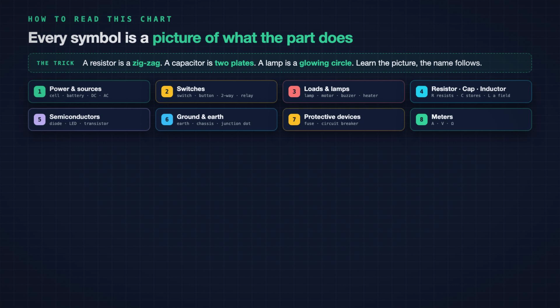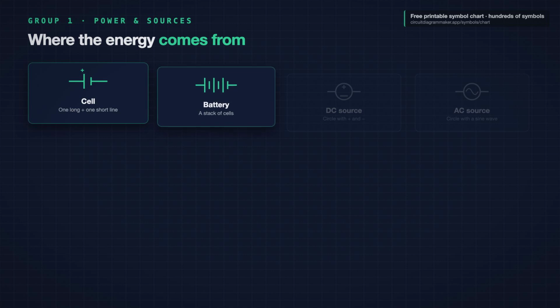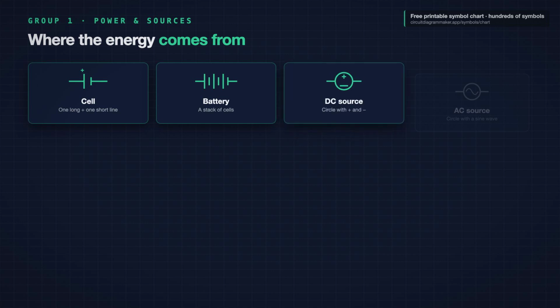Group 1, power and sources. This is where the energy comes from. A cell is one short line and one long line. The long line is positive. Stack a few, and you have a battery. A DC source is a circle with a plus and a minus, steady one-directional current. An AC source is a circle with a sine wave inside, current that swaps direction. Cell, battery, DC, AC, 4 ways to draw the supply. That is column 1 of your chart.